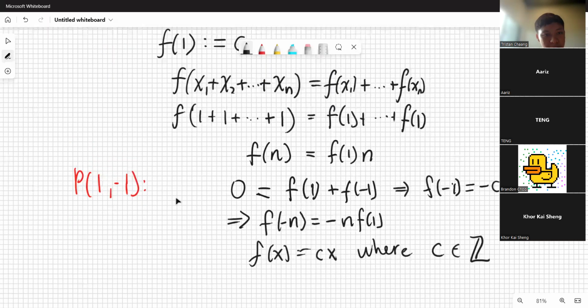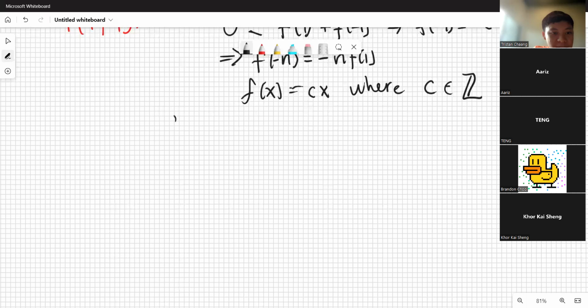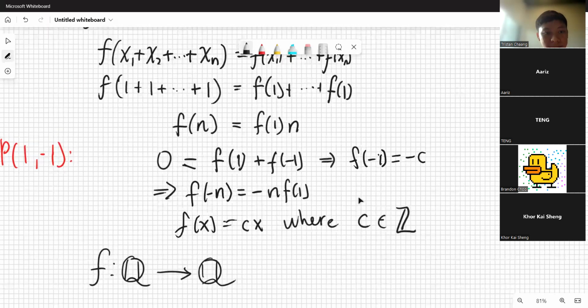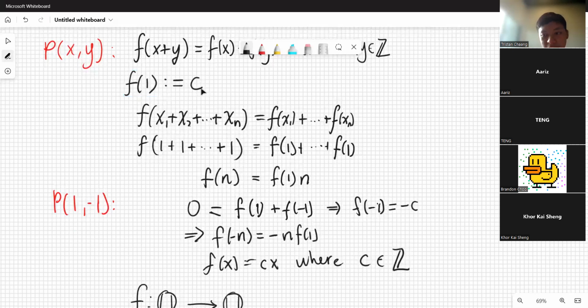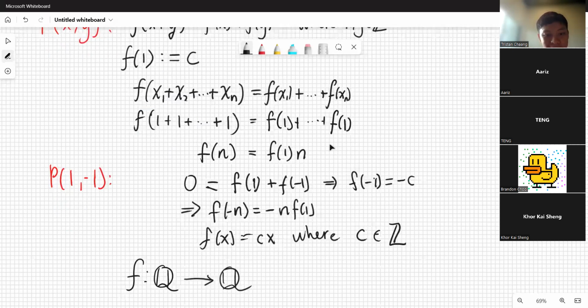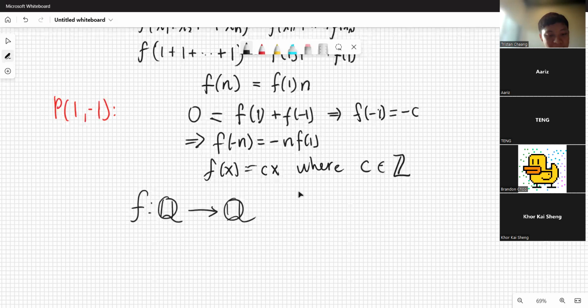Now let's step up a bit and look at the rational version. So the rational numbers version. So the same equation, but now I allow the domain to be the set of rational numbers, and I allow the image or range or codomain to be the rational numbers as well. Then, well, this argument still works, right? So f(1), let's say, equals c, then f(n) equals f(1) times n, f(minus n) is n times negative f(1). So the first part is okay. The first part is the same.